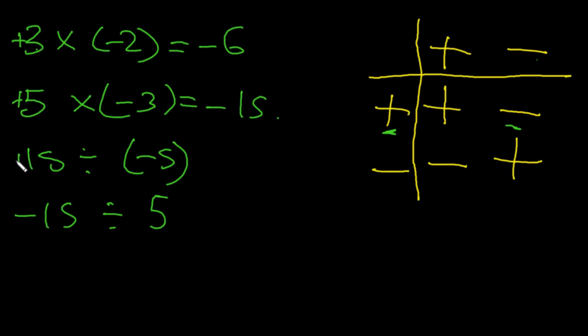Here we have a positive 15 and a negative 5, and we're dividing a positive number by a negative number. So if we look at our rule here, we have a positive number divided by a negative number, so our result will also be negative. And so that answer will be minus 3. Again, we have a negative divided by a positive, and so we have minus 3 again.